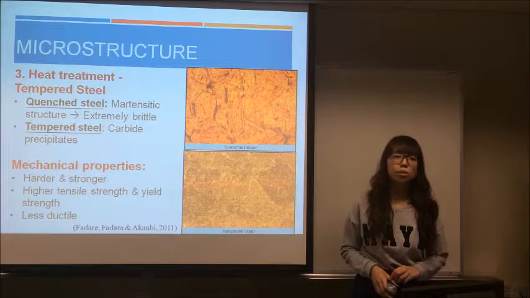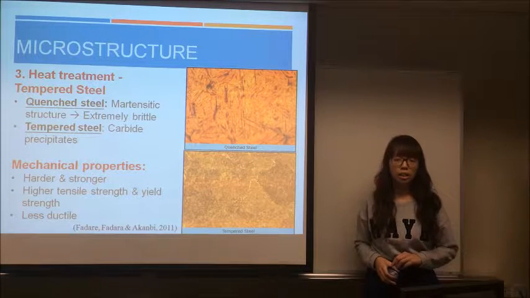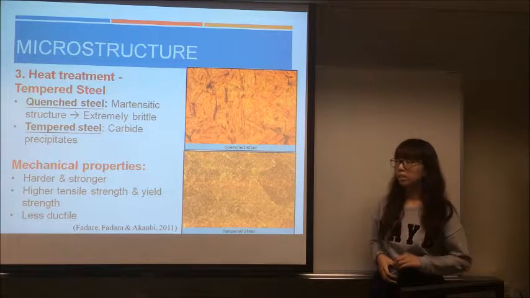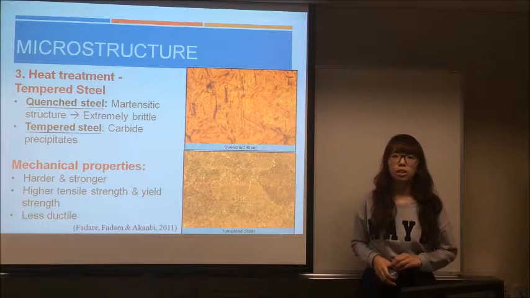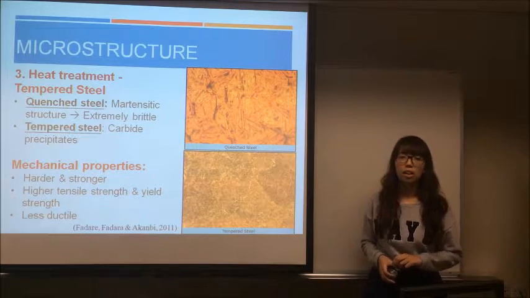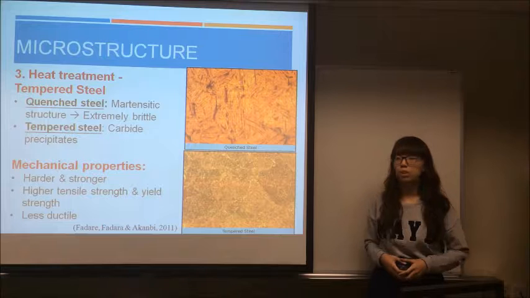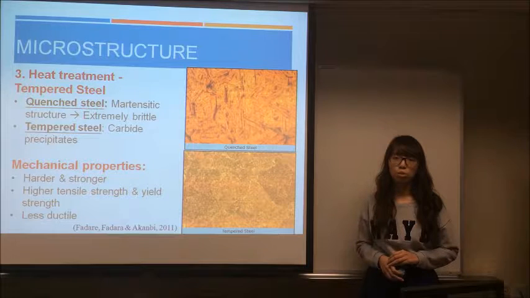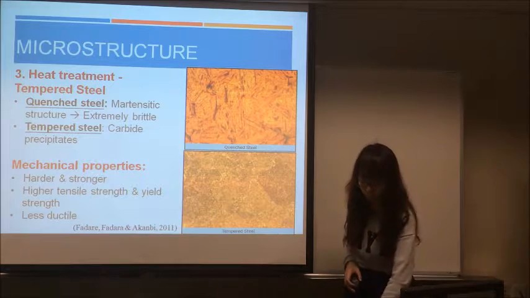The quenched steel is heated to about 200 degrees Celsius for an hour, and carbon is allowed to diffuse under the heat treatment, and many small carbide precipitates are formed. The tempered steel is harder and tougher than the untreated steel. Also, it has a higher tensile strength and yield strength. It may be due to the presence of the carbides on the grain boundaries. However, the grain boundary carbides may also lead to intergranular fracture, which makes the tempered steel less ductile.